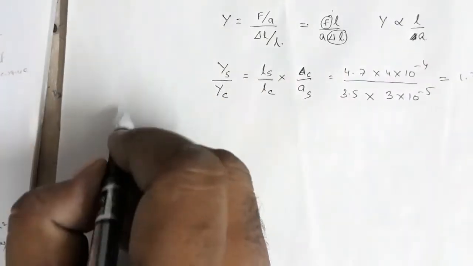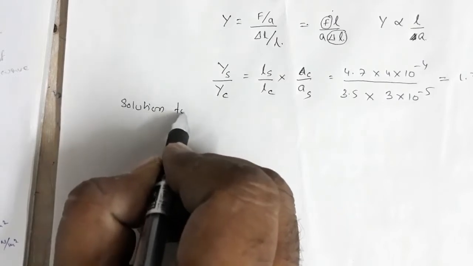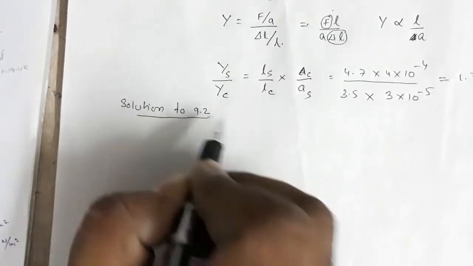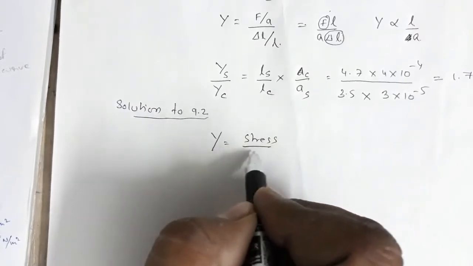So for the solution to 9.2, Young's modulus is the ratio of stress by strain.